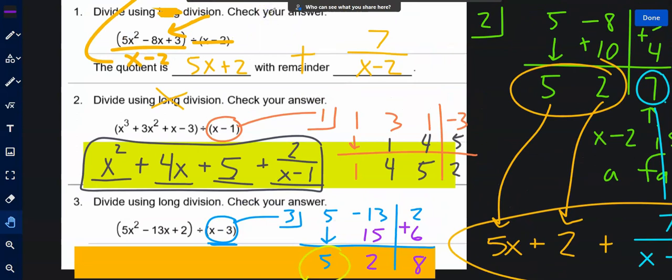Okay, so now, same thing, x minus 1, that gives me positive 1. Put your coefficients, your 1, your 3, your 1, your negative 3. We should end up with, sorry for yawning.